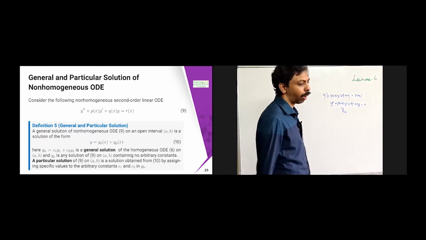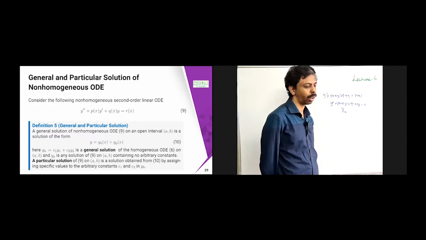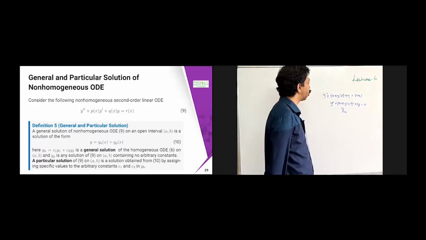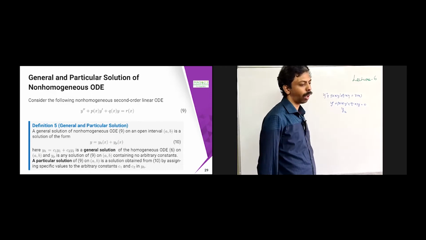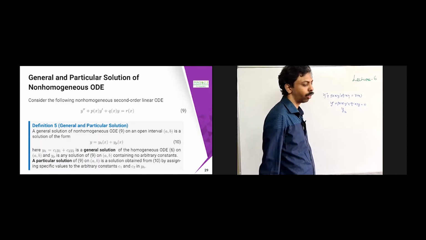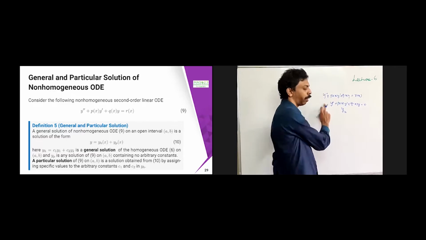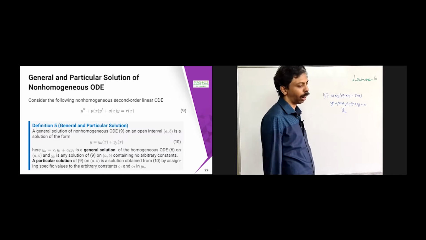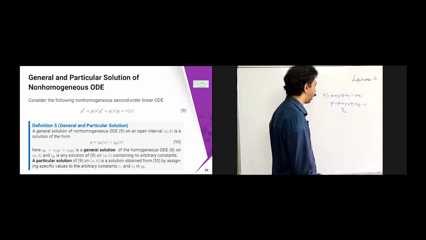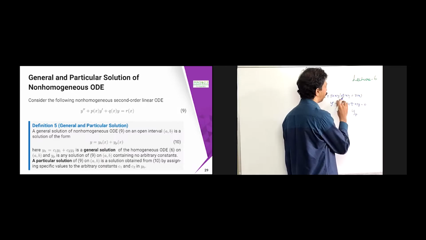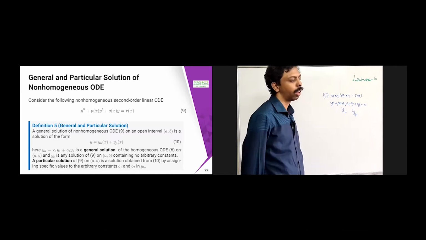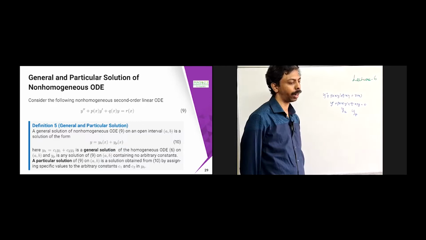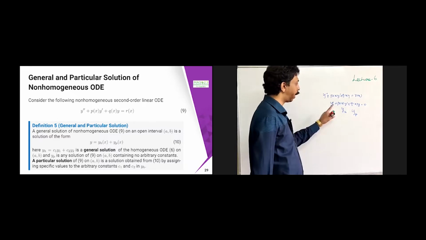Suppose y h is the general solution of the homogeneous ODE. Then y p is any solution of equation 9 on AB containing no arbitrary constants. There should not be any arbitrary constants. So suppose I have y p, which is solving this one, and it is not containing any arbitrary constants. Then the particular solution of this equation is a solution obtained from 10.